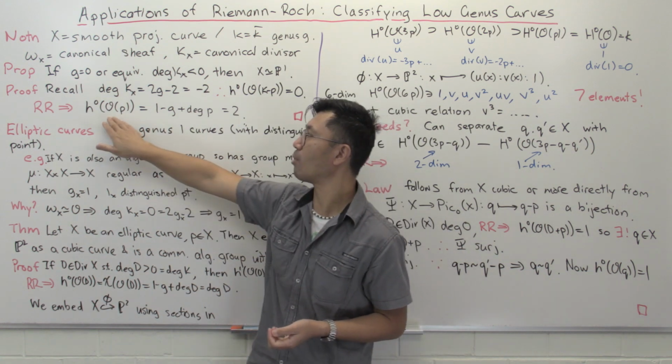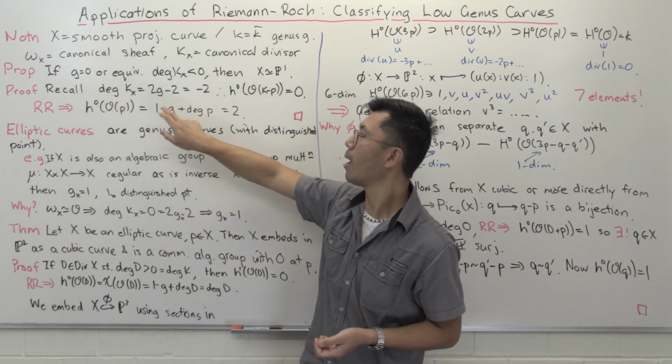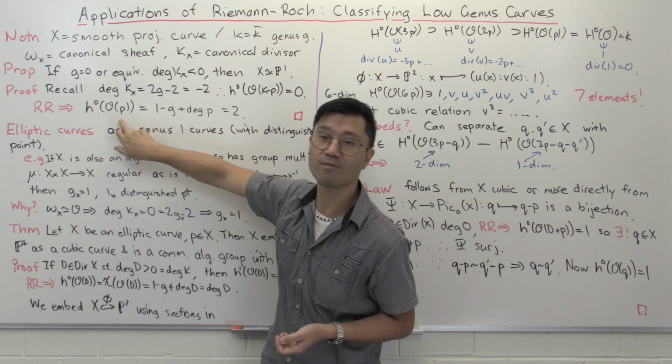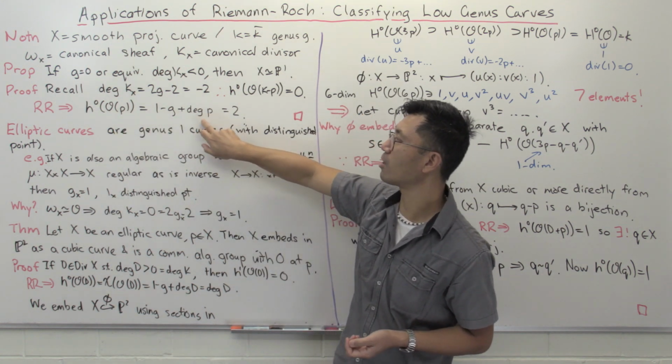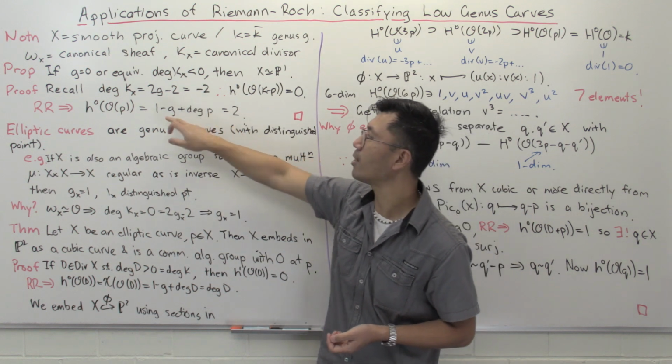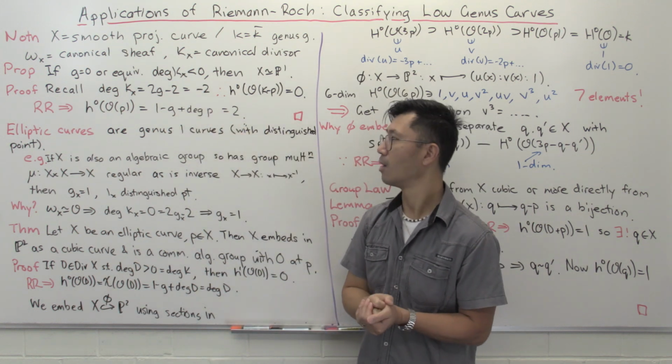So what does Riemann-Roch tell you? The formula is 1 minus the genus plus the degree of this divisor here. The genus here is 0, so it's 1 minus 0, and the degree of P, there's a single point, so you just add 1. So this is equal to 2.